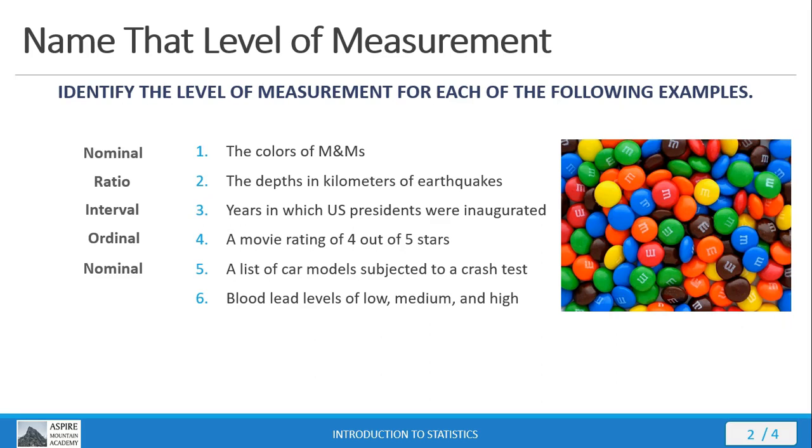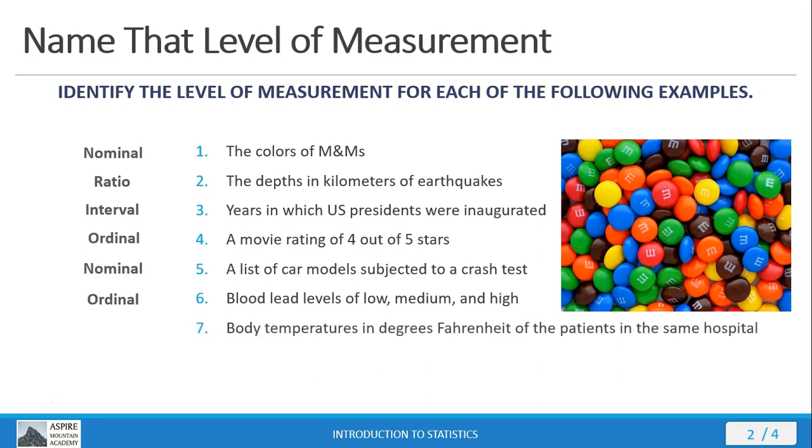Okay, next at bat, we have blood lead levels of low, medium, and high. What's the level of measurement here? I'll give you a few seconds. Okay, this is an example of the ordinal level of measurement. We have low, medium, and high, so it's definitely categorical. That means it's going to be nominal or ordinal. But because there's a natural order to this, low, medium, high, this is an example of the ordinal level of measurement.